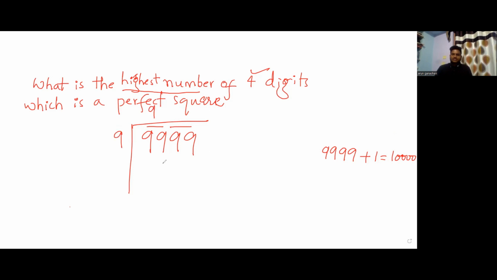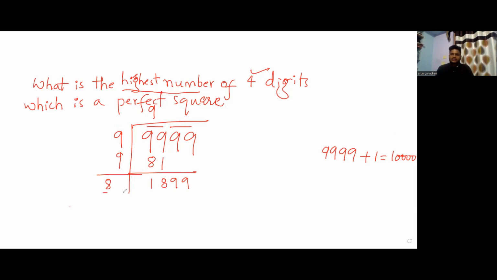9 nines is what? 81. If I take it as 81, 9 minus 1 is 8. 9 minus 8 is 1. So my number is 1899. I have to select 9 here, so it will become 8. Understanding this? Now I have to multiply it by some digit, which will bring me closer.